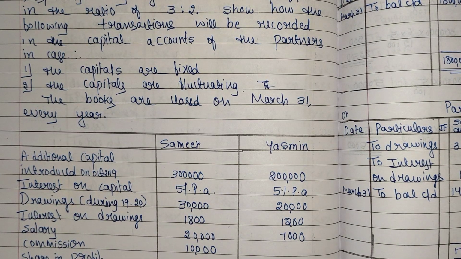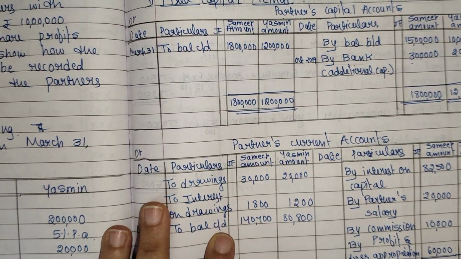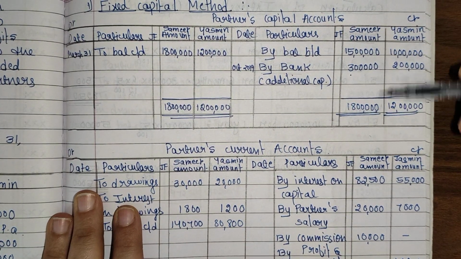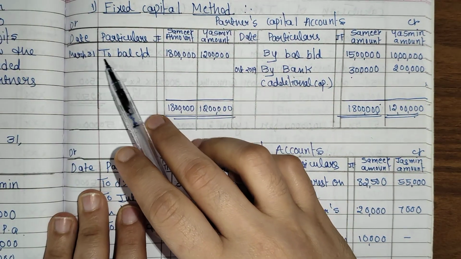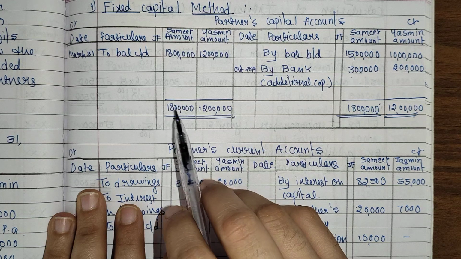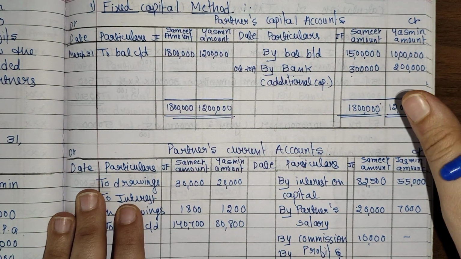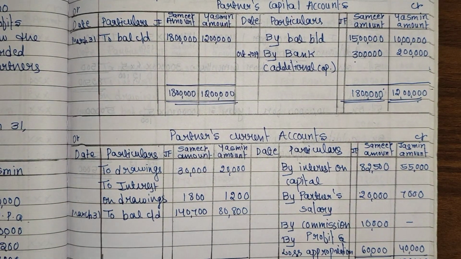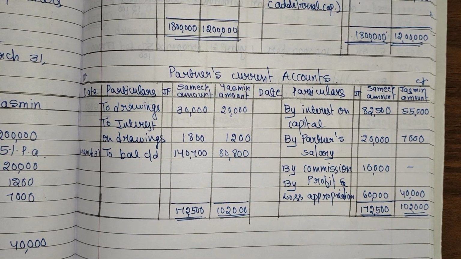So here there is no permanent withdrawal of capital. Now we need to close the account. Here the credit side is more, totally 18 lakh and 12 lakh. Right? Now on March 31st, to balance carried down, 18 lakh and 12 lakh. Here also totally 18 lakh and 12 lakh. Now this account is closed. Clear? Now in the fixed capital method, one more account we need to maintain, that is the partners' current account. All the adjustments will come here.